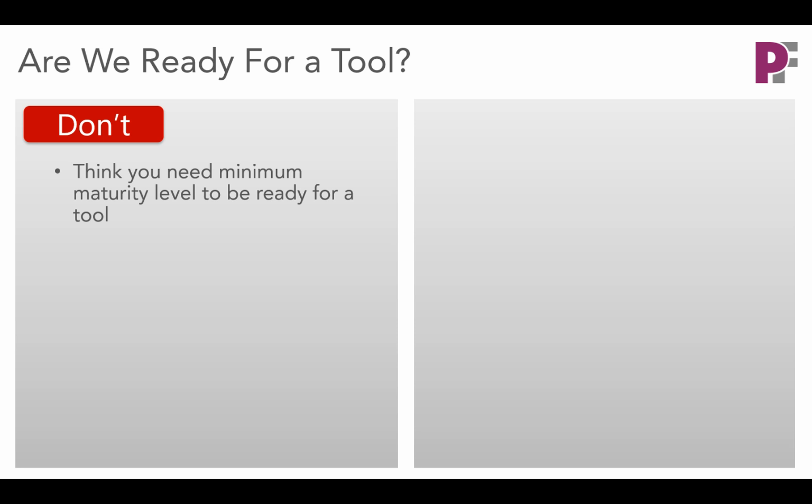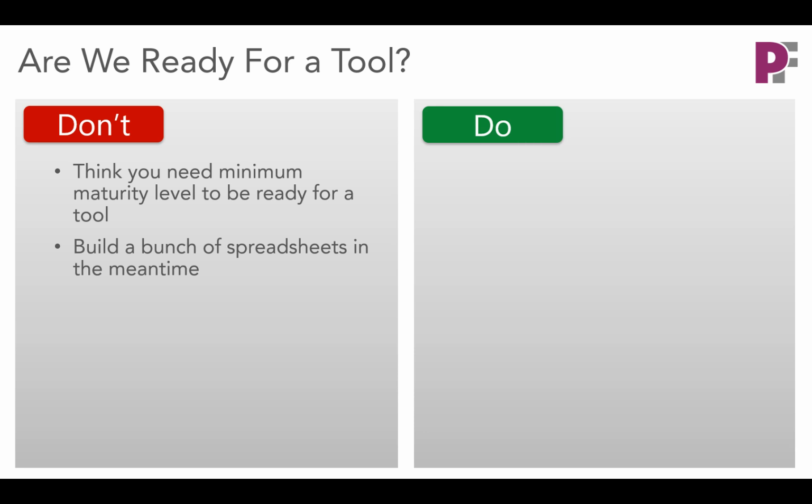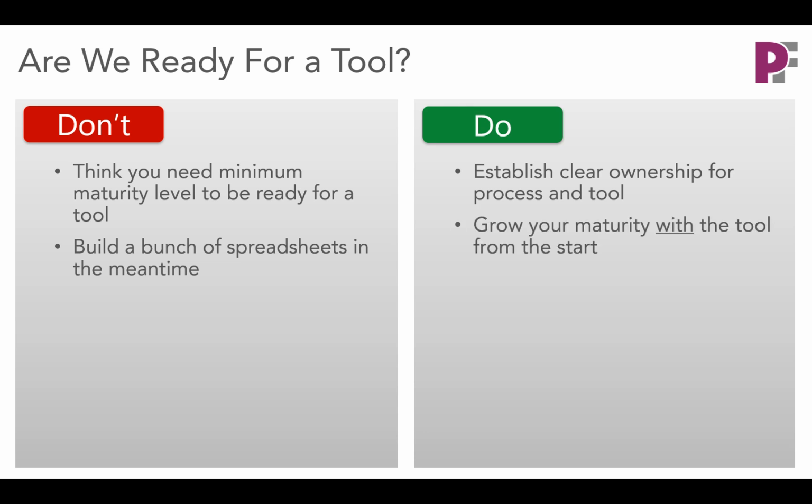So we may well feel that we need a PPM tool, but is now the time to start implementing one? Are we ready for it? And what happens is a lot of organizations will feel that they do need a minimum maturity level so that they're ready for a tool, and they will then spend a long time designing process frameworks, and then they will actually start implementing them using spreadsheets again. I would suggest that the most important thing is that you have clear ownership for process and tool in the organization. And then there's a real opportunity to grow your maturity with the tool from the start.